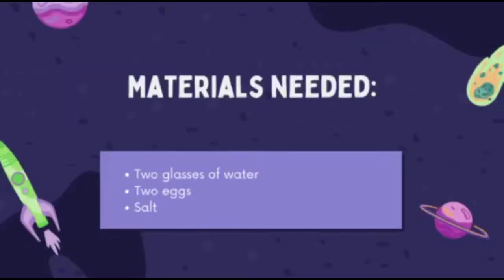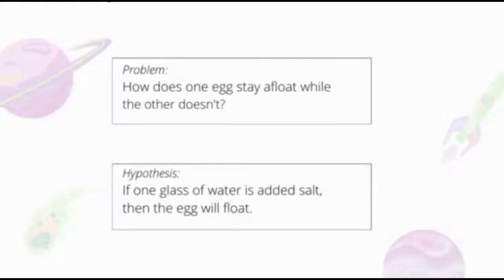First, the materials needed were 2 glasses of water, 2 eggs, and salt. We were given a problem. How does one egg stay afloat while the other doesn't? If 1 glass of water is added salt, then the egg will float. That was the hypothesis I made.